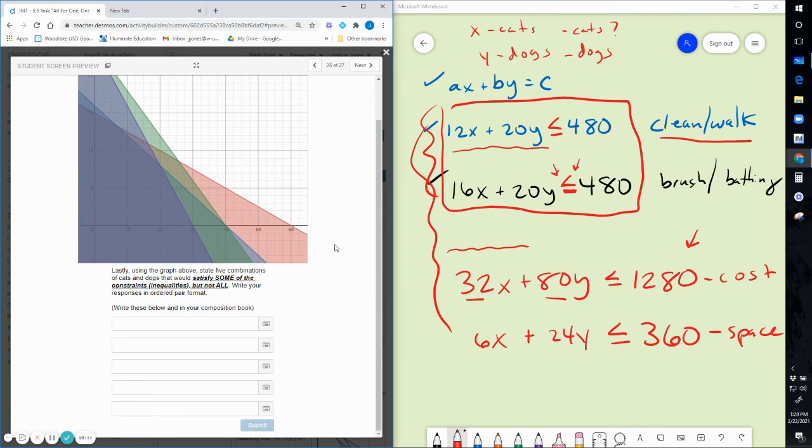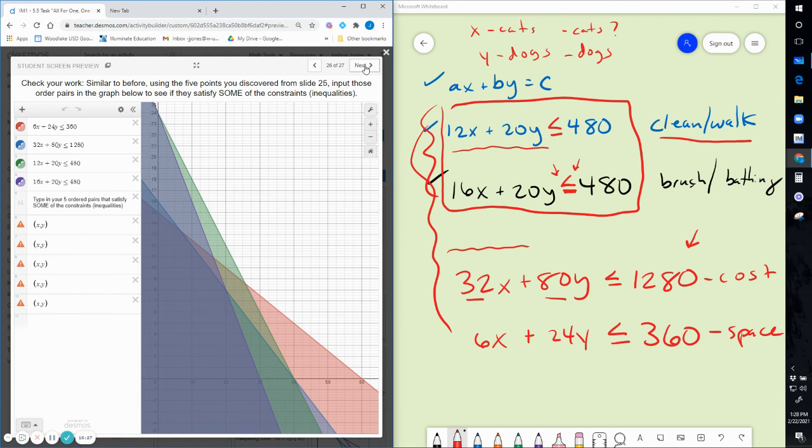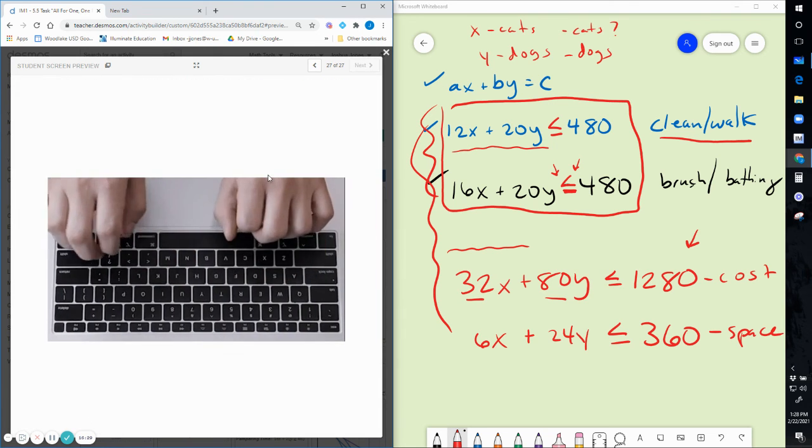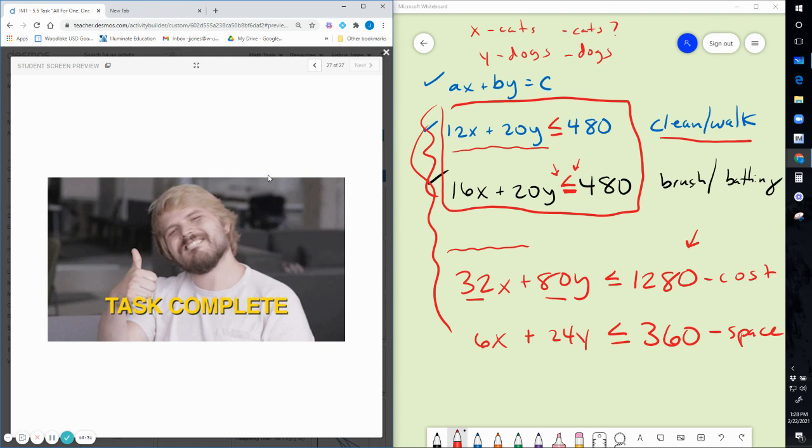And then, once again, I want you to pick points that are not matching, that only fit some constraints, but not all. So they could be part of 1, 2, or 3, but not all. Put those 5 there, put those 5 there. And then bada bing, bada boom, you're done.